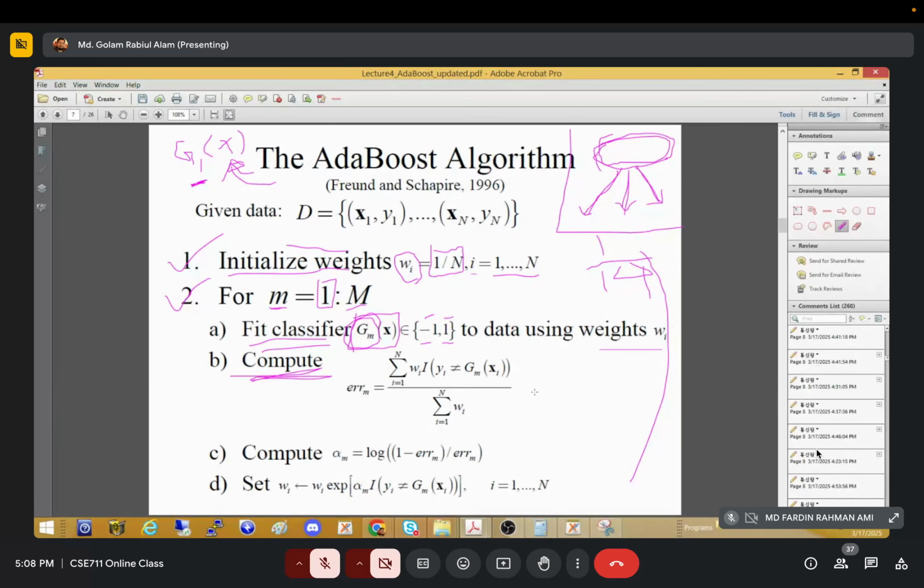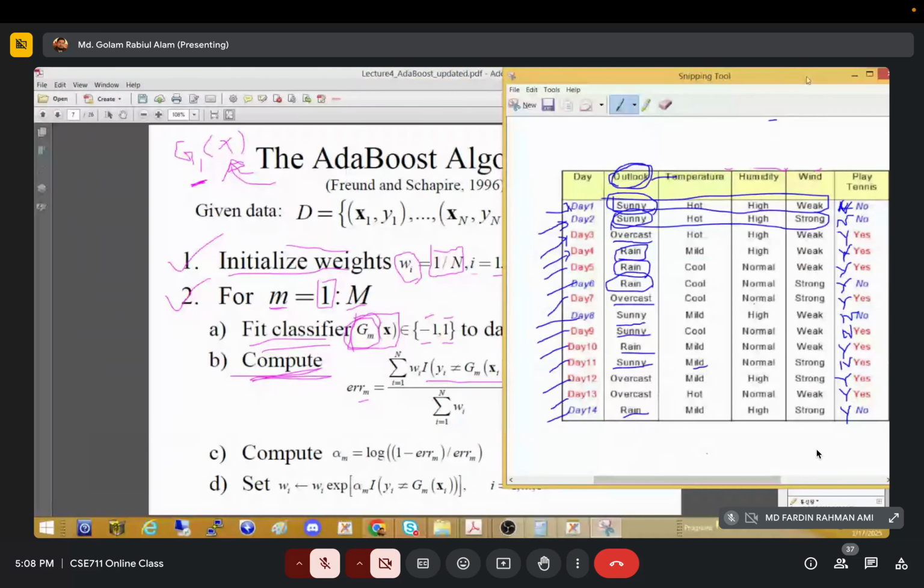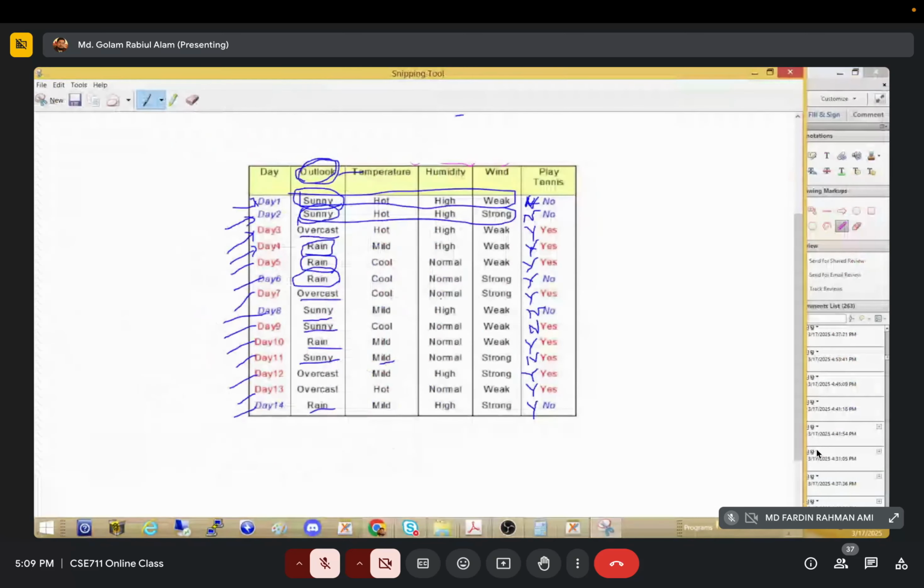In our previous class, I have discussed this one, the unit function and all these things. You can see how to compute the error. Error for m, error m is 1, that is error for the first stump. It will be the summation of the weights of the misclassified instances. And this misclassified will be identified by this unit function. Now, from our data set, we need to find out the misclassified instances. So misclassified means the original annotation is different from the stump's output.